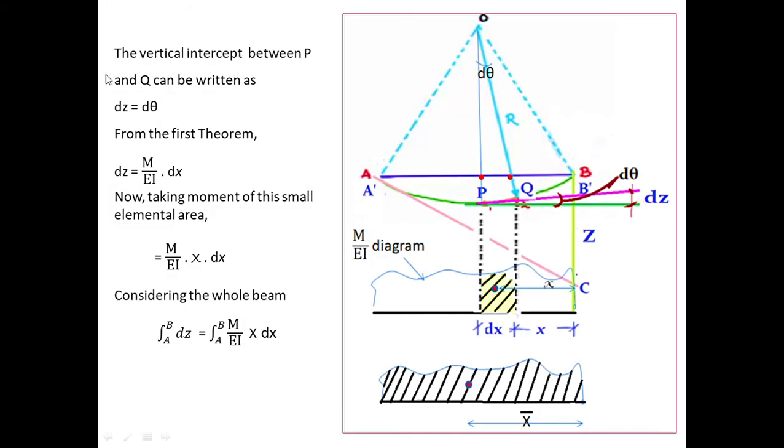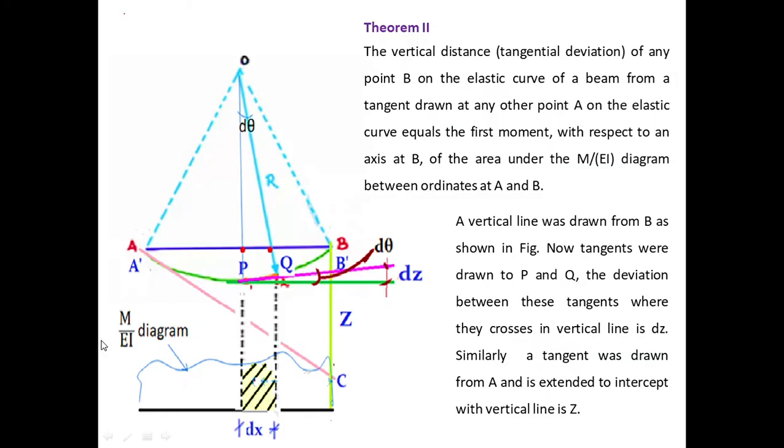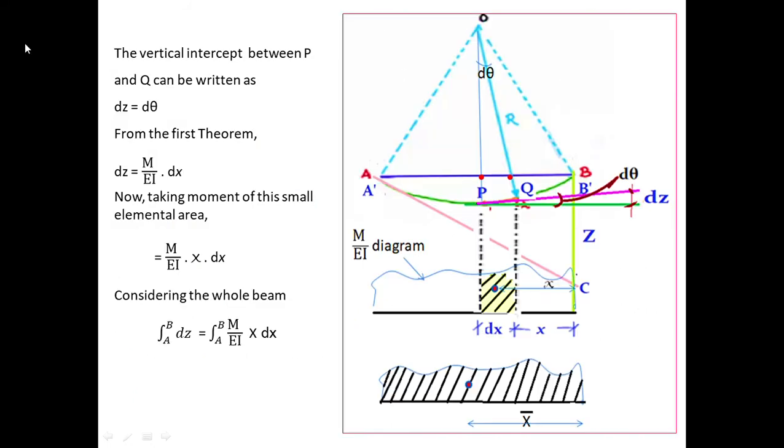The same figure from the previous slides is considered here for better understanding, right? This is the figure you have seen in the previous slide. So this is dz. What is the angle between these two tangents? It is the same angle here, the d theta. So dz is the very small vertical distance, so it can be written as dz is nothing but d theta.